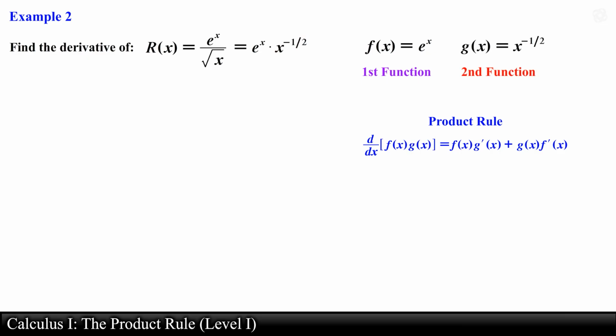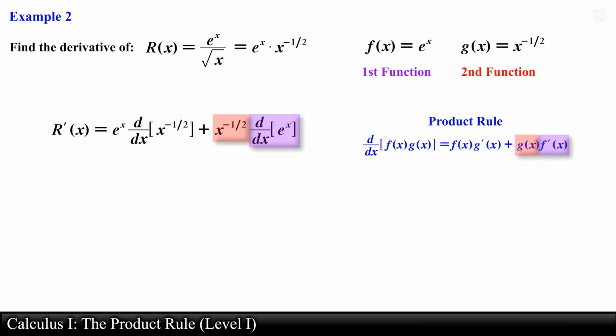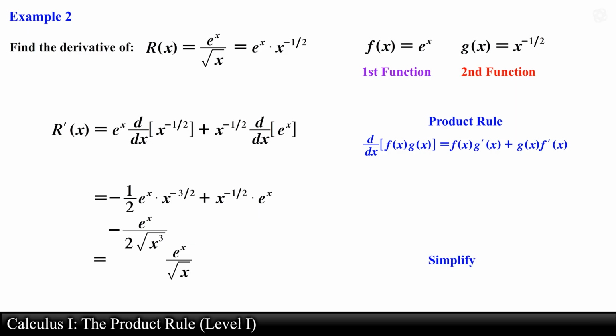Remember, it really does not matter which function you assign as your f of x and g of x. As long as you're consistent with the product rule, everything will work out. Applying the product rule, we obtain the following expression. The first function times the derivative of the second function plus the second function times the derivative of the first function. Simplifying and rewriting the expression, we obtain the following for the derivative.